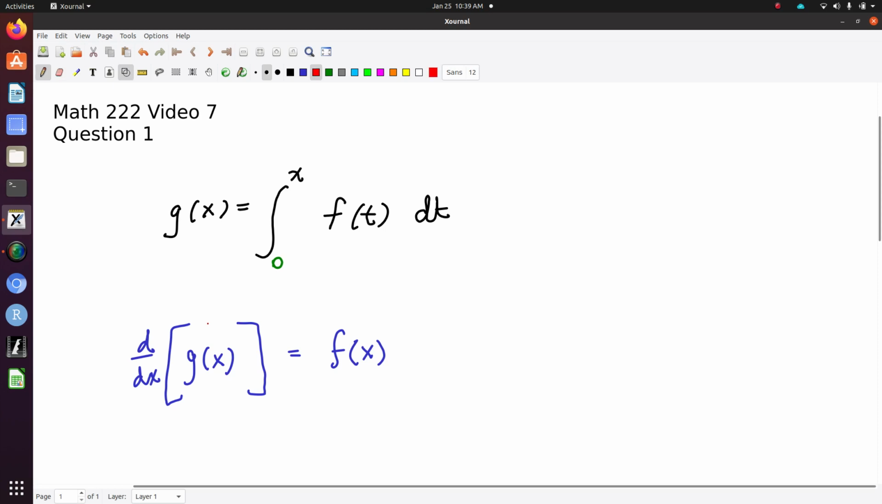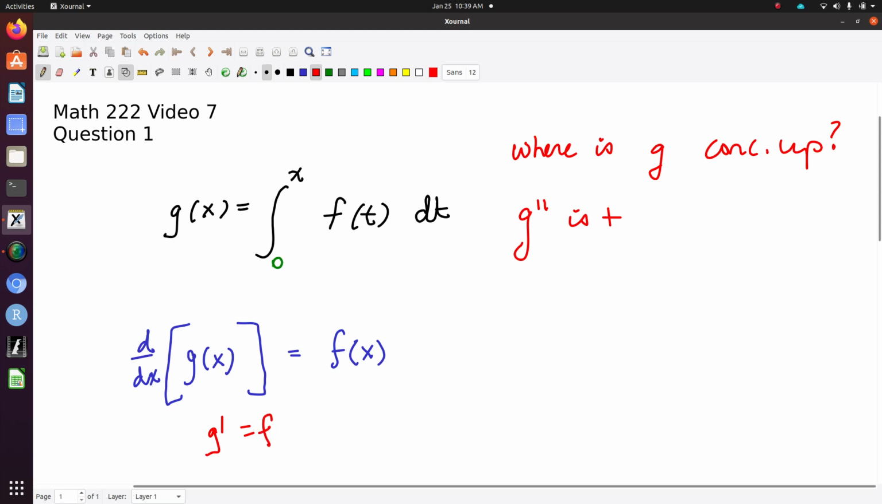And so when they're asking the question, where is g concave up? Then you want to know, well, if g double prime is positive, how do you figure that out? Well, you take the first derivative of g and you get f. Okay, so then how do you know when the second derivative is positive? Well, clearly g double prime is equal to f prime, and that's enough hints for you. Okay, so I'm going to let you think about that.